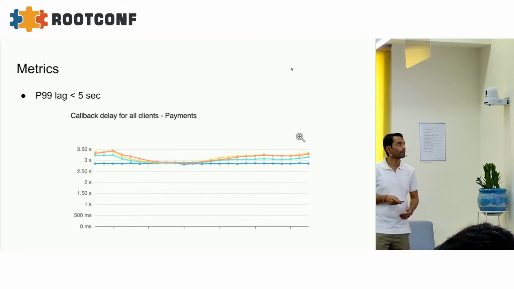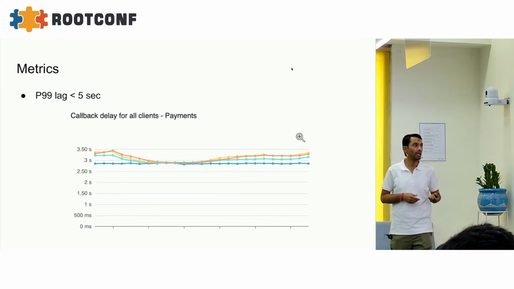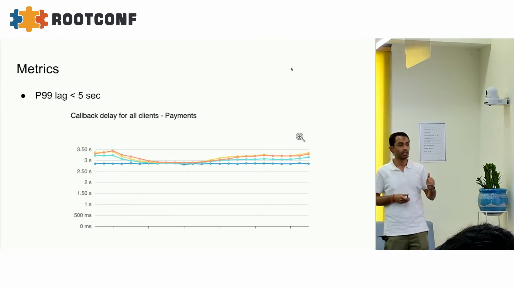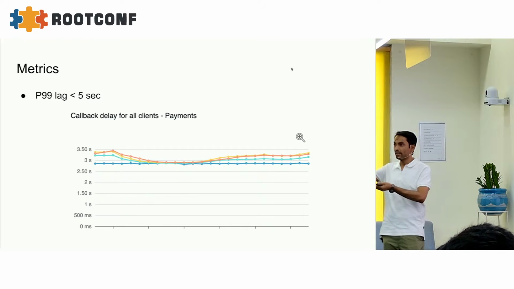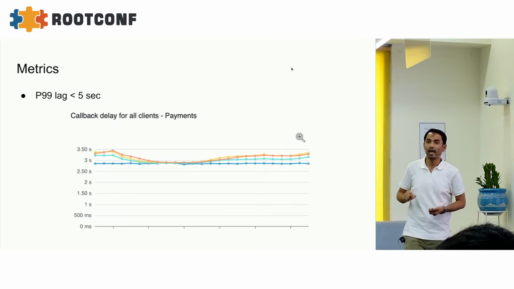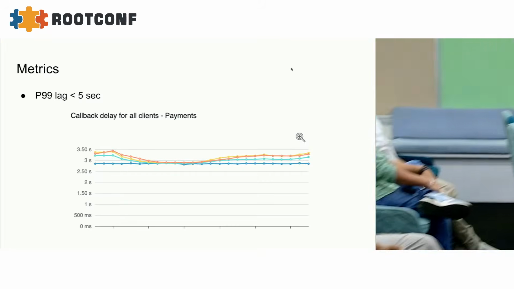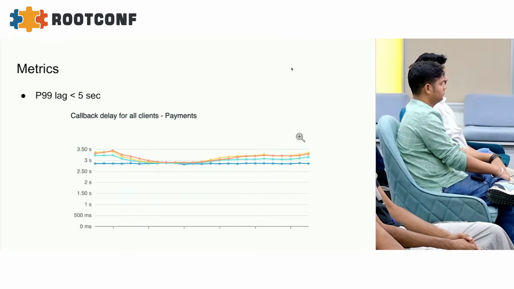This is the lag metric for our top client, payments. Here you can see our P99 lag is under 5 seconds, hovering between 2 to 3 seconds in this chart. This lag is there because every time the scanner runs, there is some delay in which the scan happens. So that's where the delay is, and naturally, we can't go below a certain number. Our lag target is a P99 under 5 seconds.